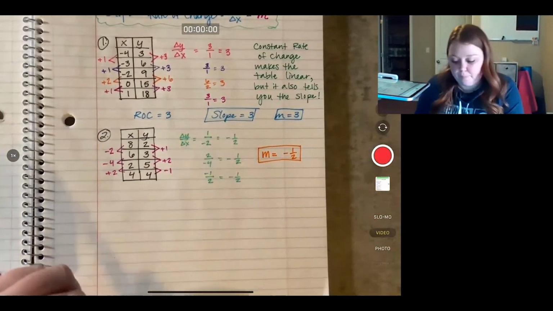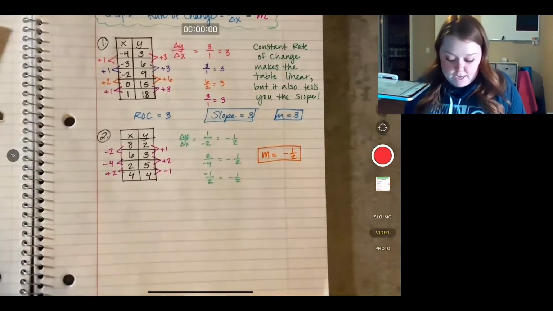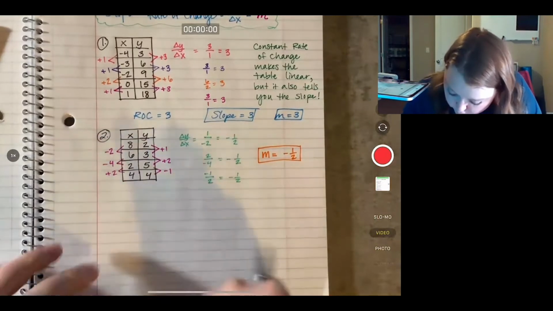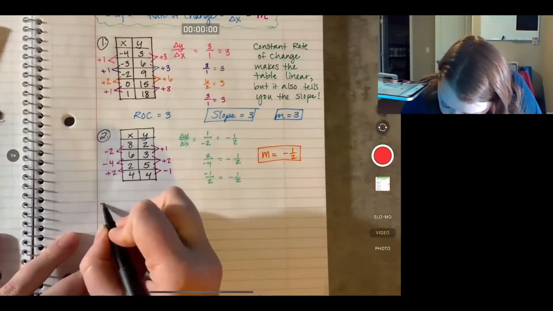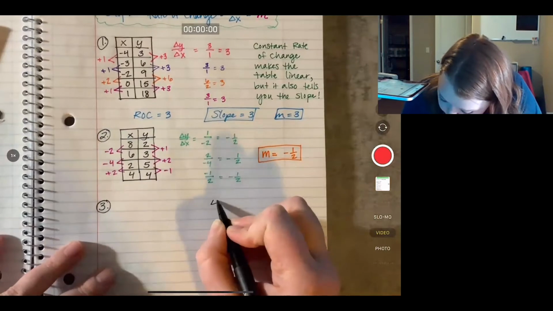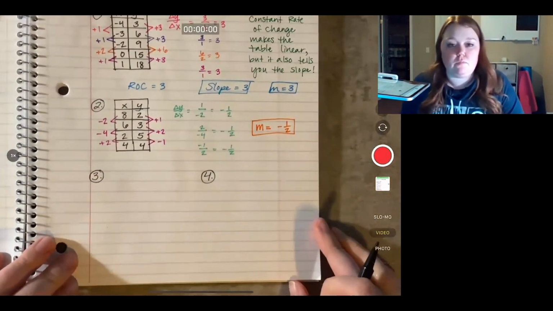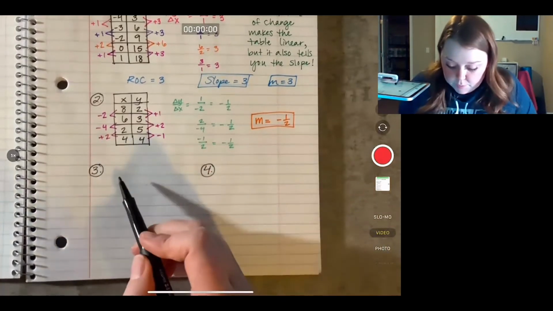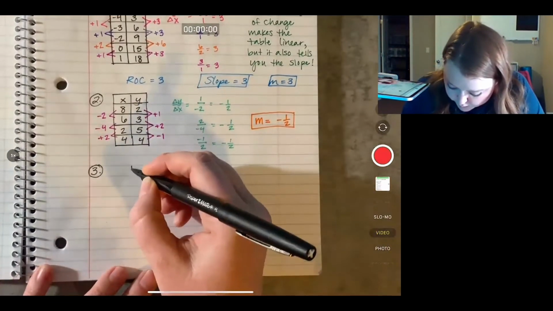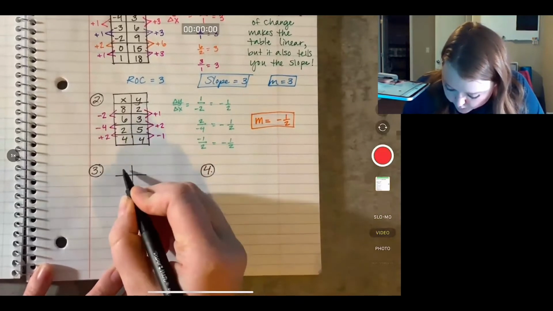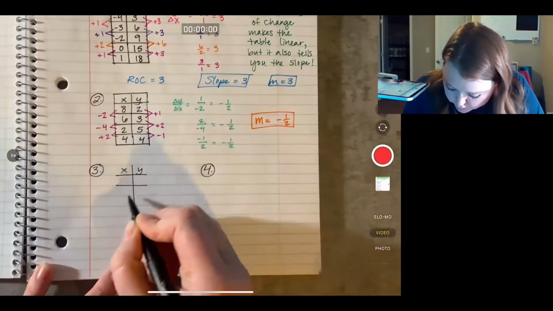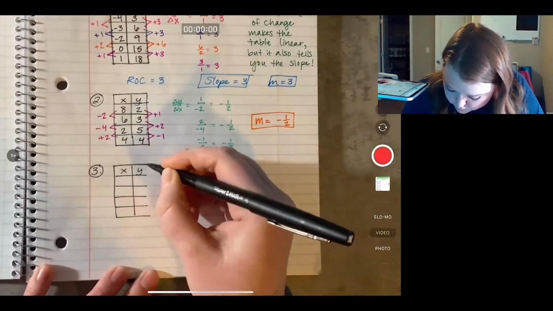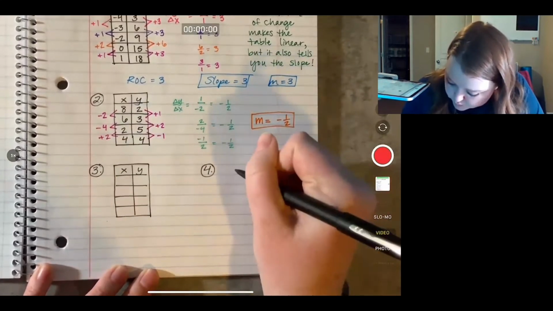Okay. Here is number 3. I'm going to make sure I give myself room for number 4. Okay. Number 3, here we go. Set up your table. X, Y. Let's do 4 values. And while you're at it, you might as well set up this table.